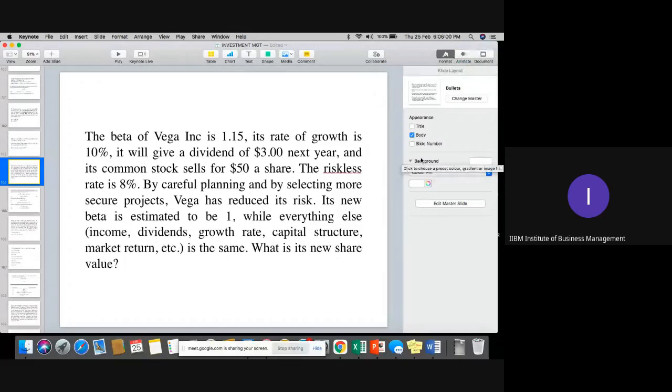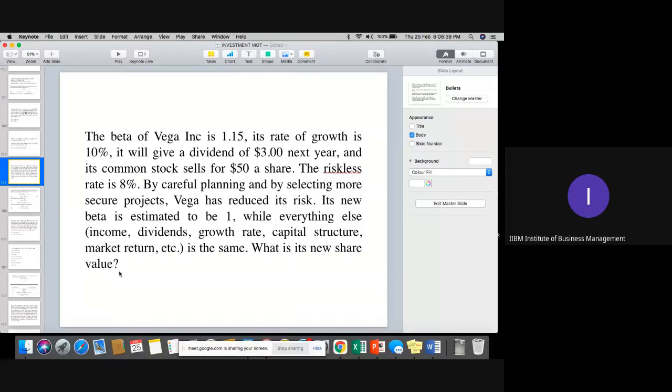Now, in this case, you can see that the beta of a company is 1.15, growth rate is 10%, and dividend of next year D1 is 3 dollars per share. Common stock sells at 50 per share, that is the price of the share. Risk-free rate is 8%. By carefully planning and selecting a more secure project, the company has reduced its risk. Its new beta is estimated to be 1, while everything else is the same. What is the new value?